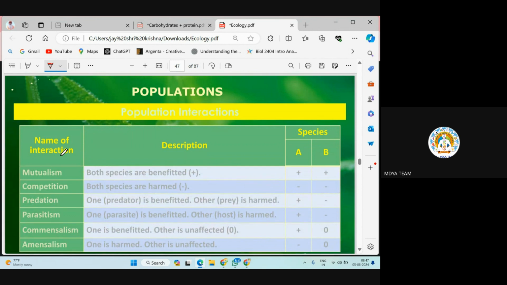Okay, now this is very much important, name of interaction, and this interaction is also happening between us, between our family members, between in any relationship. It may be husband, wife, it may be any other relationship, friends, and it's also happening between two species in an ecosystem. For example, mutualism. Mutualism is a type of interaction where both the species are benefited. So can you give any example of mutualism?